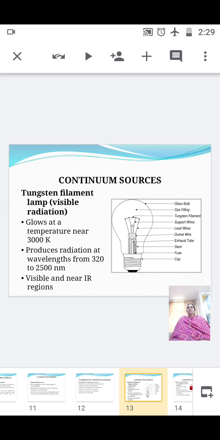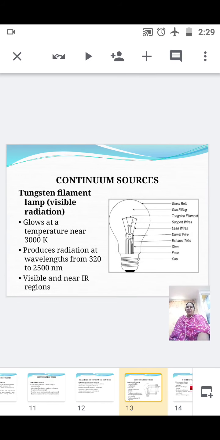So they produce electromagnetic radiation in the wavelength range of 320 to 2500 nanometers. For this reason, it is used in the visible and IR region, because most of the visible region is covered in this radiation. So the tungsten filament lamp is used for the visible region and near infrared region.